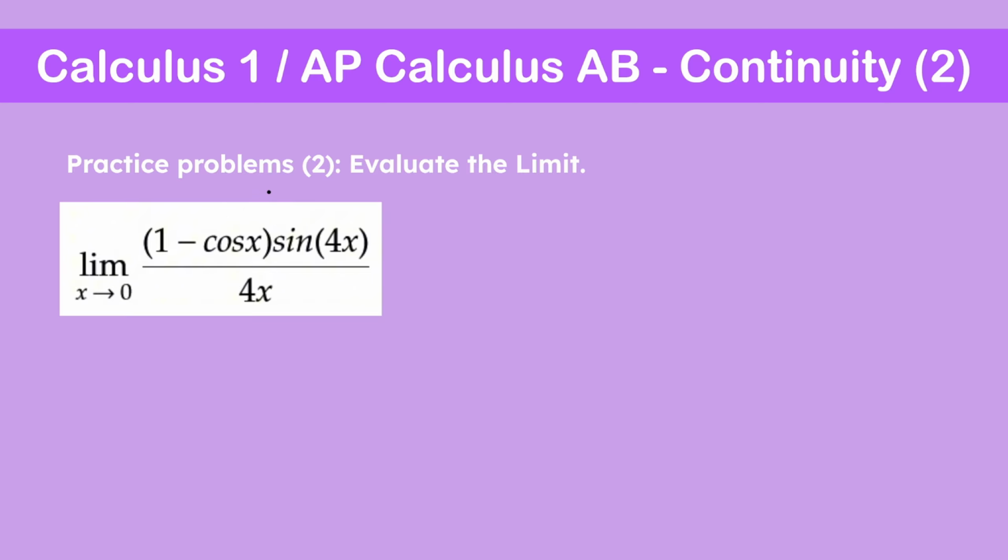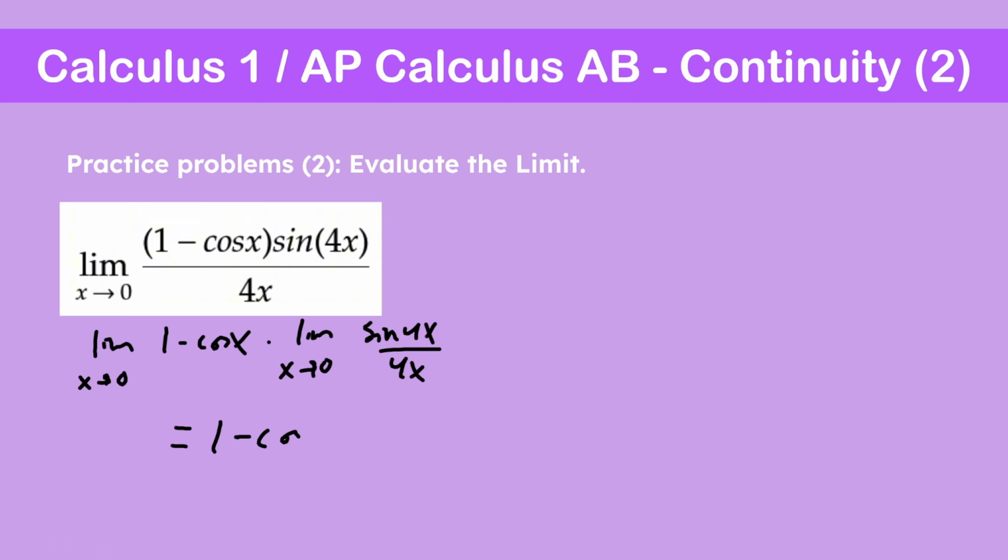Okay, so for the second question, it's asking us for the limit of 1 minus cosine x times sine 4x over 4x as we approach 0. So as you can see here, we have a trigonometric property over here. So we can factor that out. So we can say we have the limit of 1 minus cosine x times the limit as we approach 0 of sine 4x over 4x. And this is simplified to 1 minus cosine 0 times 1, and 1 minus cosine 0. Cosine 0 is equal to 1, so we get that our final answer is equal to 0.